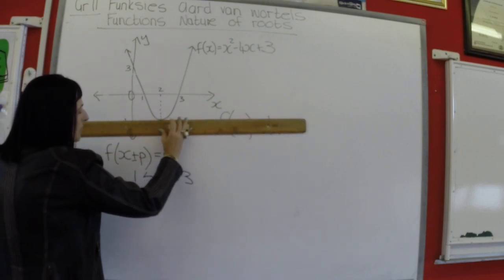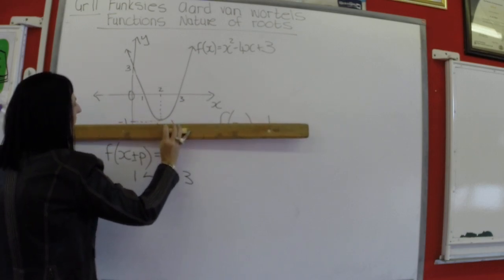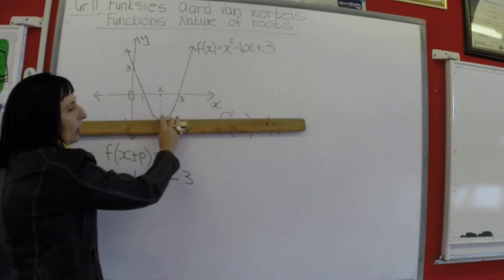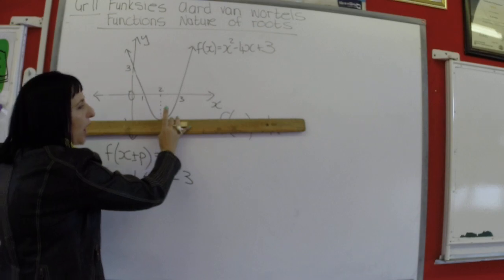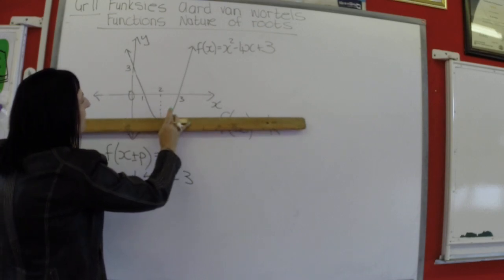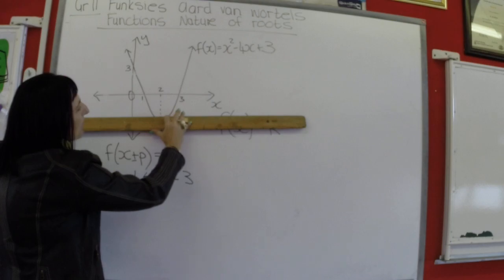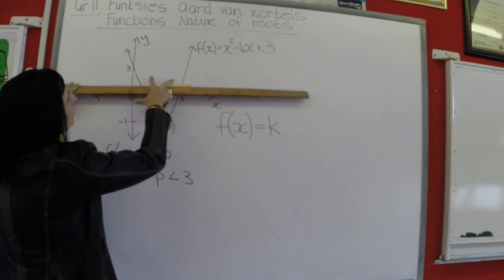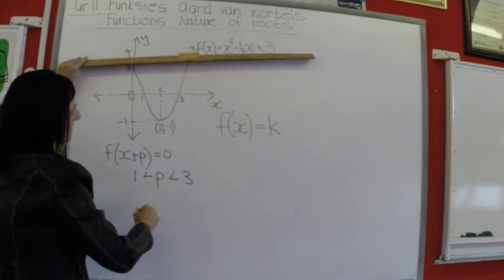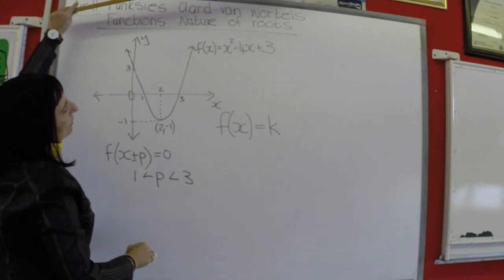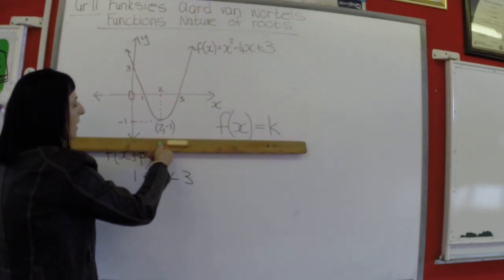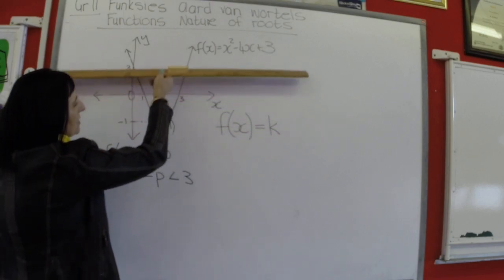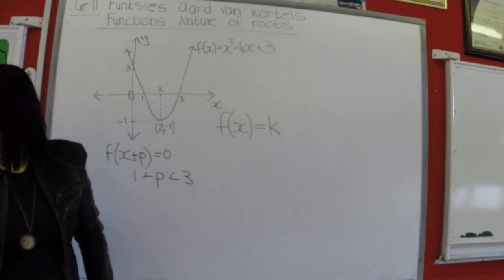Kan julle sien dat as my lineaal daar is, waar my y-waarde gelyk is aan -1, dan raak my funksie my lineaal op 1 plek. So there's 1 root. When I go upwards, can you see that my ruler is being touched by my function twice? Twice, and it will go on until forever. Here, no cutting of the ruler. Cuts only once. Twice, twice, until infinity. So what are the values of k?